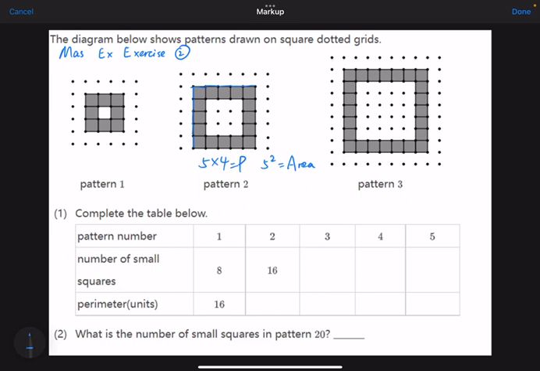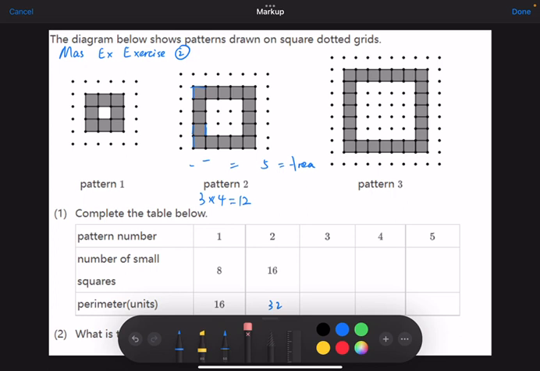For the perimeter of the inner square, it's a 3 by 3 square, so the perimeter will be 3 times 4. The outer is 20 and the inner is 12. We add them up: 20 plus 12 is 32. Write it down.